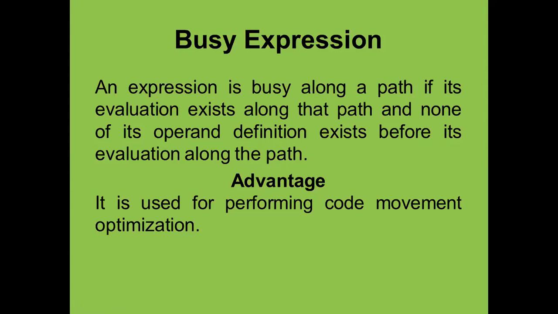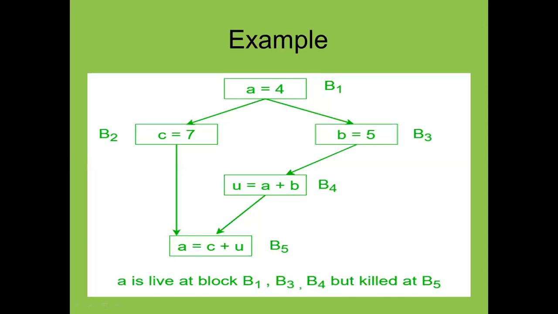What is the advantage? It is used for performing code movement. So we will use this busy expression during the optimization condition. It is used for performing code movement optimization. So this is the last one. These terminologies, data flow analysis and everything, we will use for the optimization condition. So this is just the end of the optimization and the end of unit number 4.